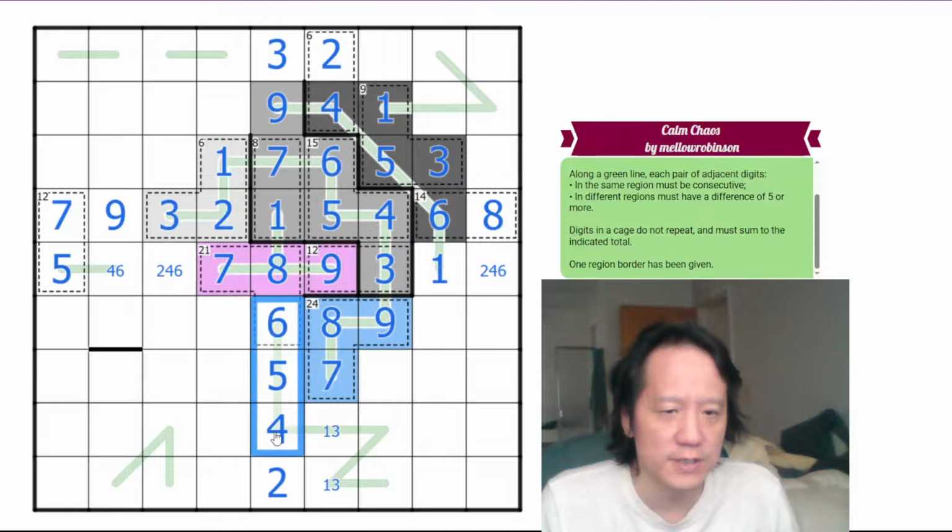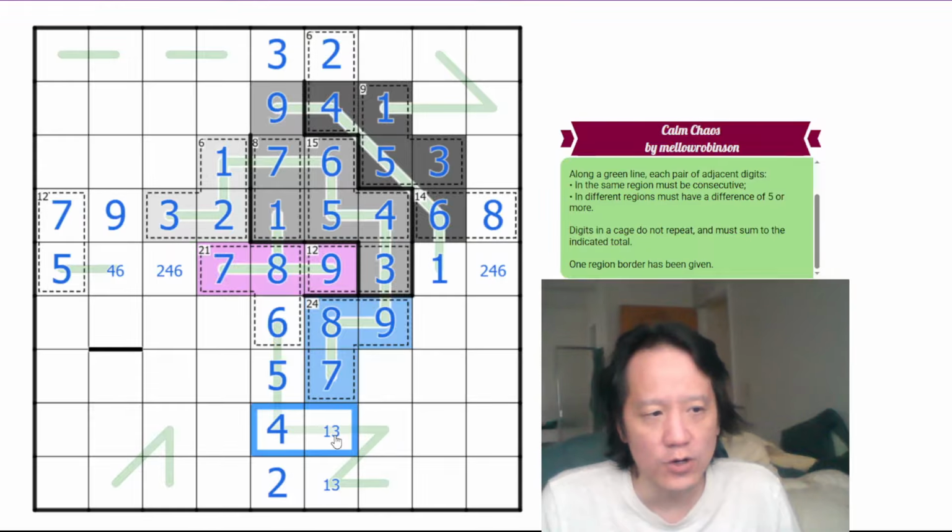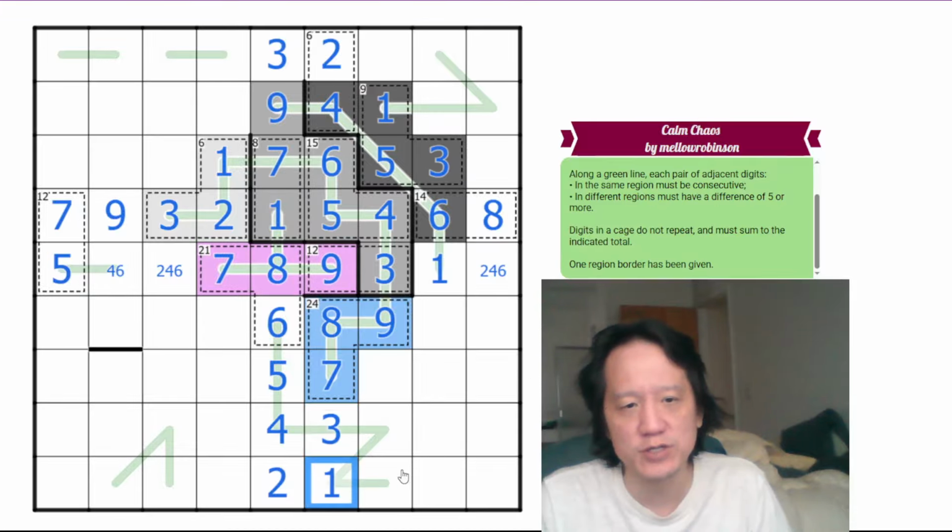So these are all the same region. This is not 5 or more away from 4. 1 and 3 are not, so this has to be consecutive with 4. So this is 3, which makes this 1.